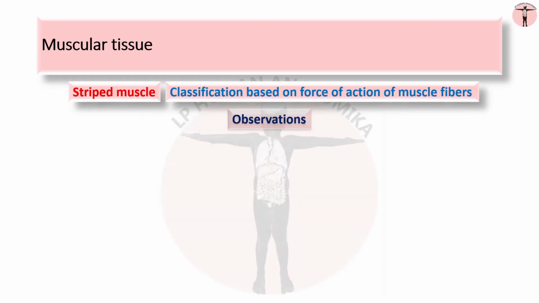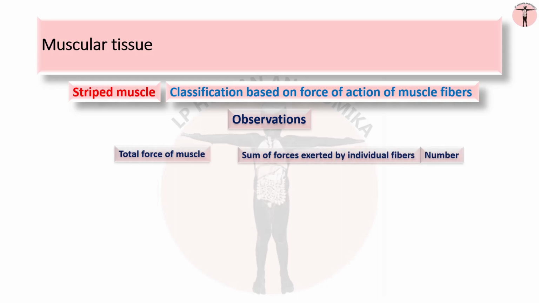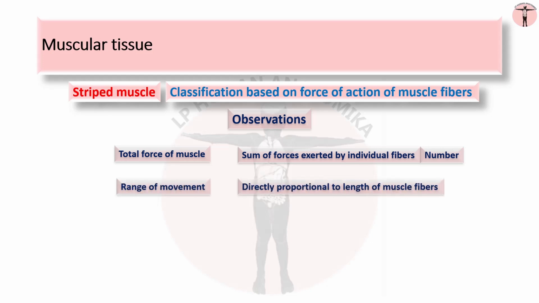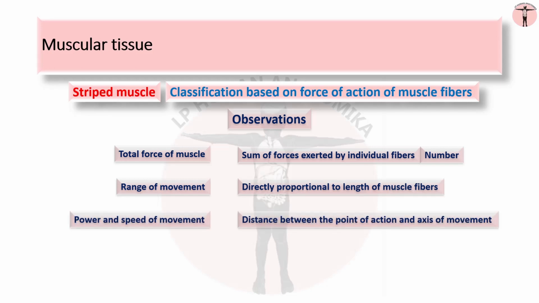Some important observations under actions of muscles are: total force of a muscle is the sum of the forces exerted by its individual fibers. It is directly proportional to the number of muscle fibers. Range of movement is directly proportional to the length of the muscle fibers. Power and speed of movement are related to the distance between the point of action and the axis of movement of a joint. That is, the distance between the attachments of muscle and joint. Power is more when the distance is more. On the other hand, speed is more when the distance is less.